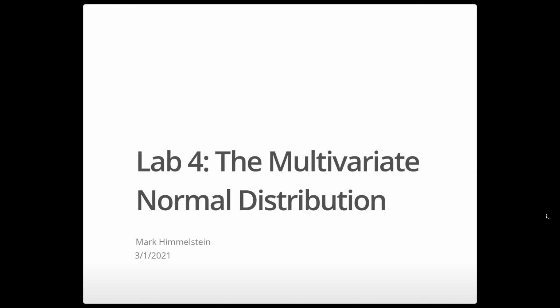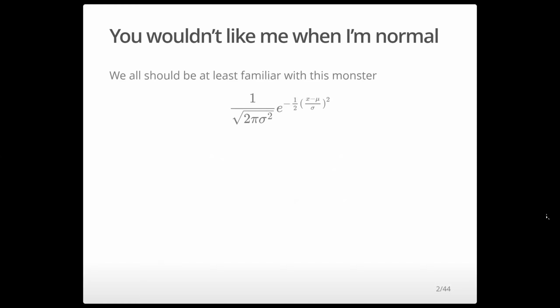This week, we're talking all about the multivariate normal distribution. So you should all at least be familiar with this guy. This is something that we've been working with for a long time, and is something that you've seen in stats classes before, I hope. This is the normal density function. And this is the univariate normal density function. So this is what a normal distribution for one variable would look like.